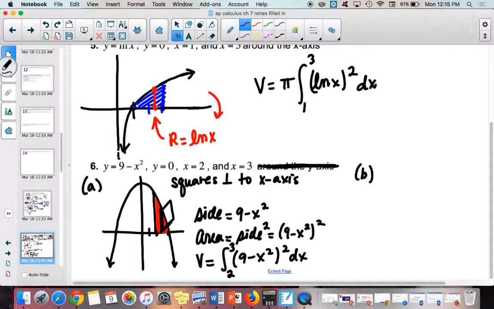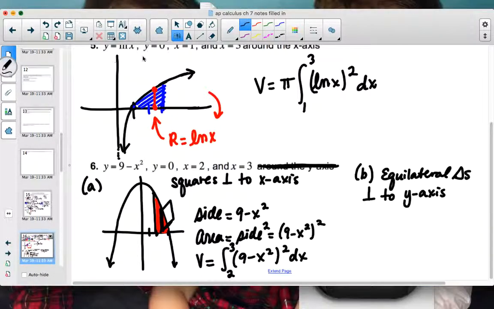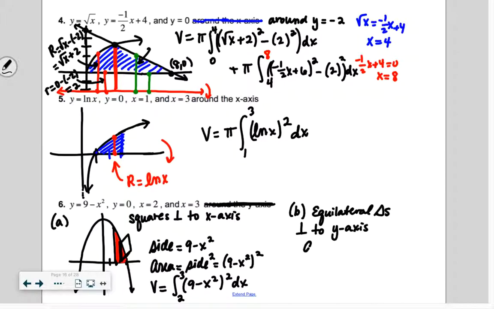All right, what if we do equilateral triangles? It's what? Perpendicular to the y-axis. Yeah, did I tell you guys how to find the equilateral triangle formula? So we know our area is going to be the square root of 3 over 4 times whatever our side is squared, right? But now we're going perpendicular to the y-axis. What does that mean? It means we need to integrate with respect to y.